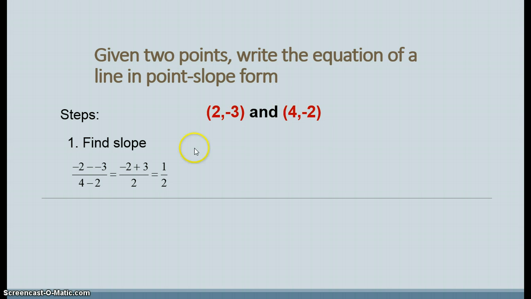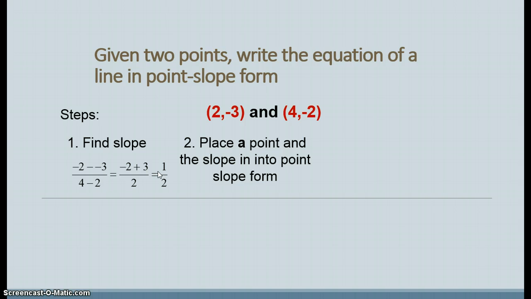All right, as long as you don't change the order in the calculation, in the division or fraction you're going to make right here. So minus 2, which is the y2 that we have here, minus 3, which is the y1 that we have here, over 4, which is x2, minus 2, which is x1. All right, and we calculated minus 2 plus 3, minus times minus is plus, over 2, right? And this gives us the result of 1/2.